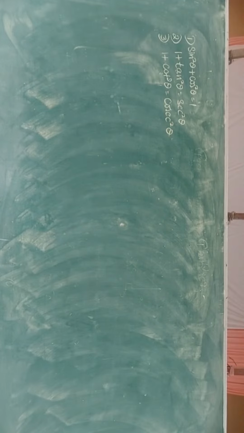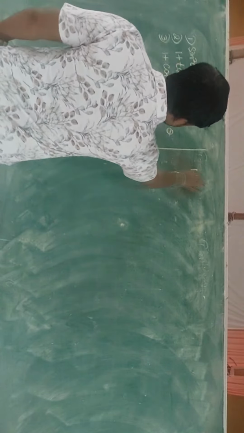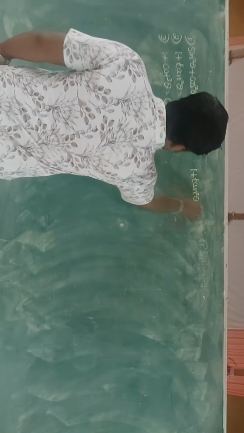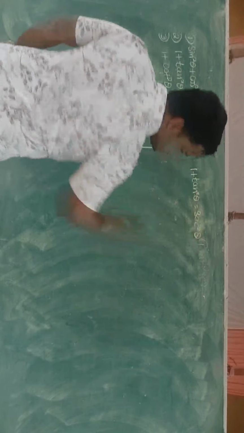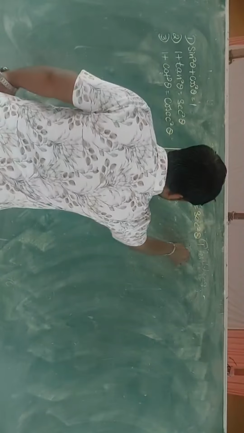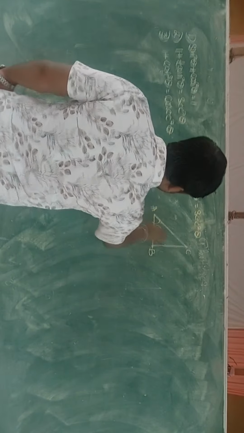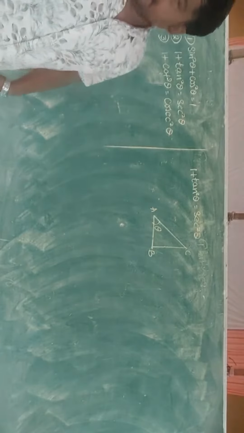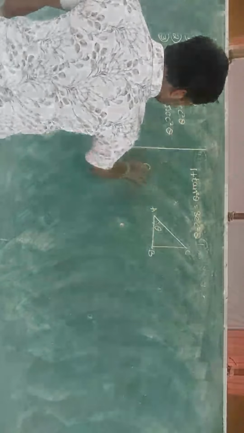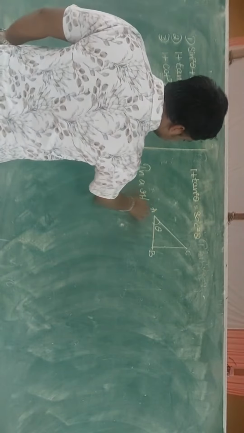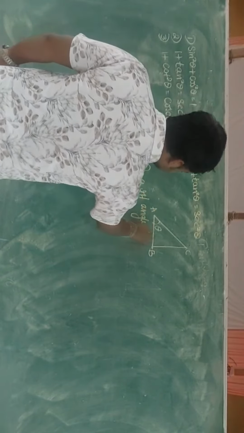The first one I proved yesterday, that is sin square theta plus cos square theta is equal to 1. Now we can take the second one: 1 plus tan square theta is equal to sec square theta. Every time we have to take a right angle triangle. Draw one triangle ABC, right angle at B, and angle theta formed at A.